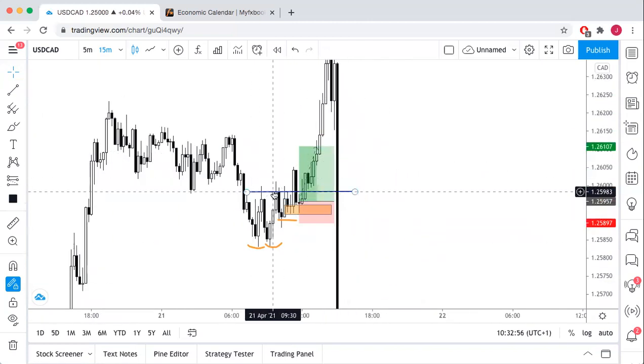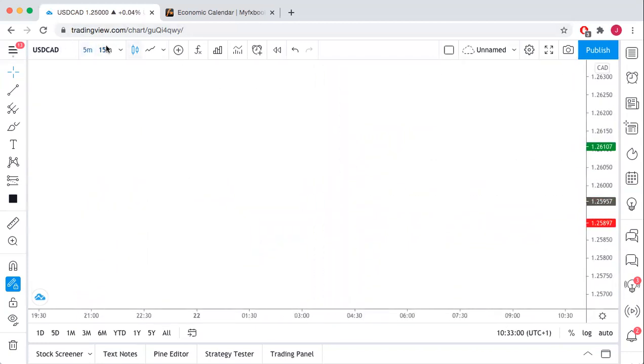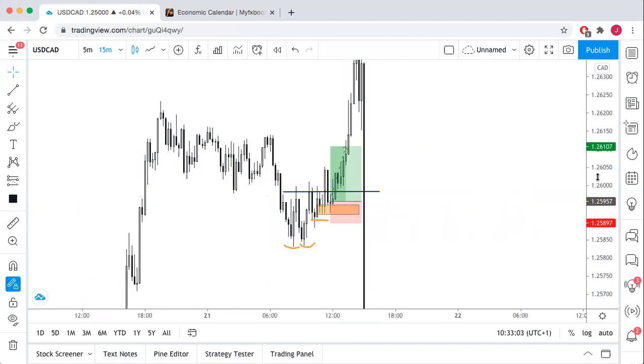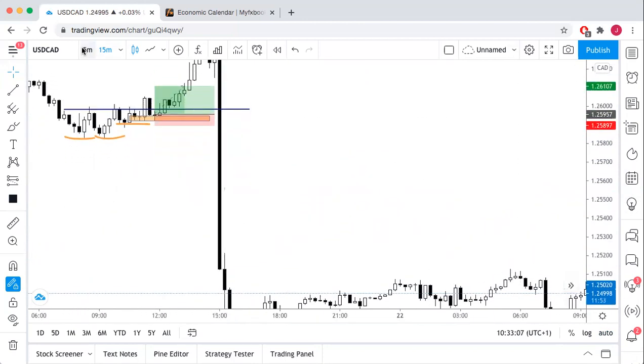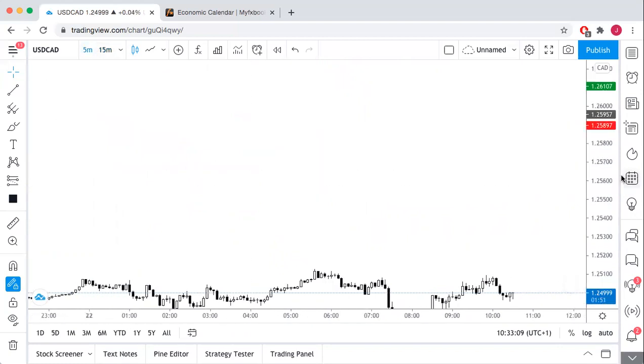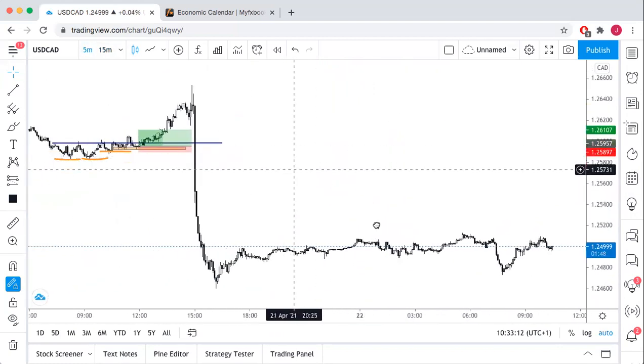Then price came back down to retest the structural level. It's important to note that price did, although it broke the structural level, it did not break the structure. It didn't violate structure downwards. Sorry, I should have rewound, but we'll just move on from here.